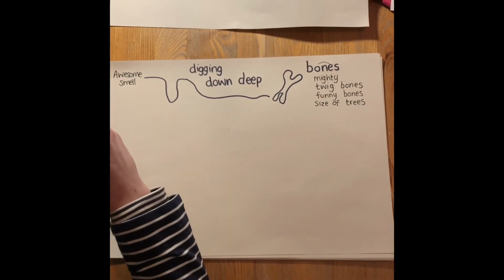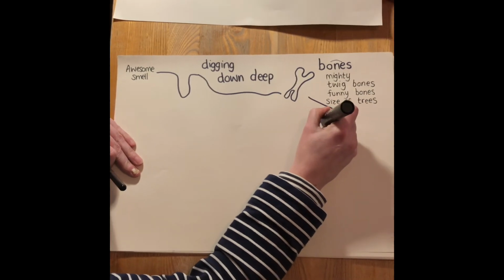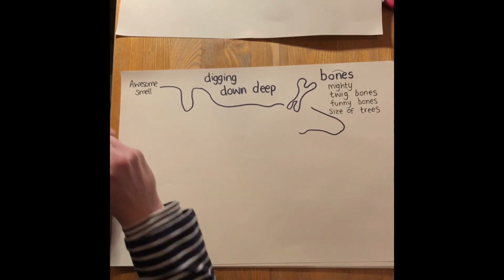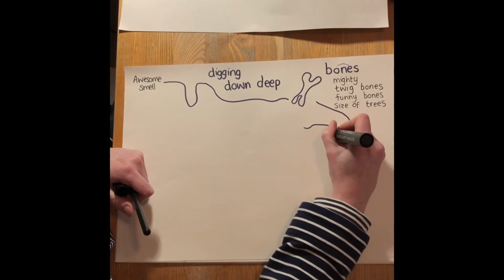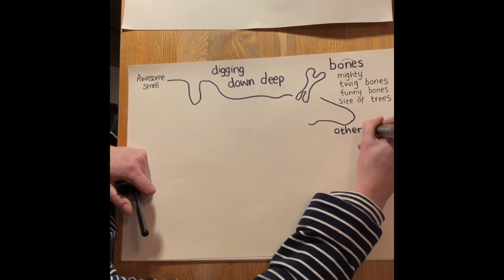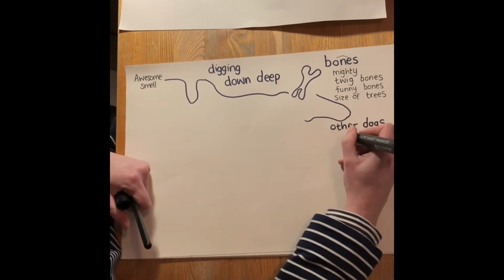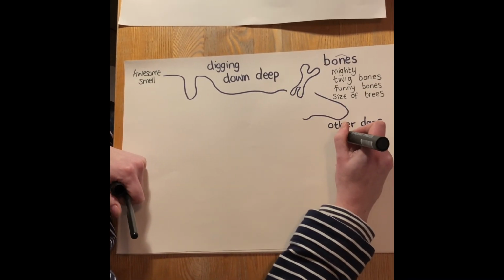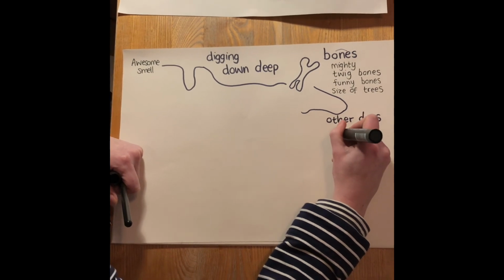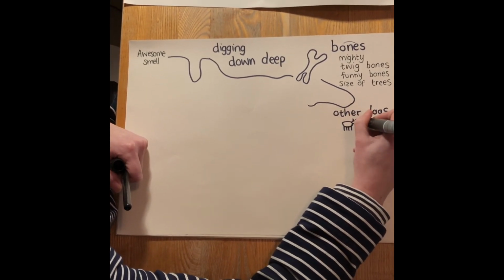Now he thinks this is really exciting. He's going to need a bit of help because there's lots and lots of bones, so he goes to fetch the other dogs. So let's write other dogs. Do you remember at first they didn't want to come? They didn't want to get messy, do you remember? I'm going to do some little dogs. Now these are going to be a bit rubbish because I'm going to do them quick. You can make them a little bit more fancy if you want, but remember this is just to remind us of the story. It doesn't have to be perfect.